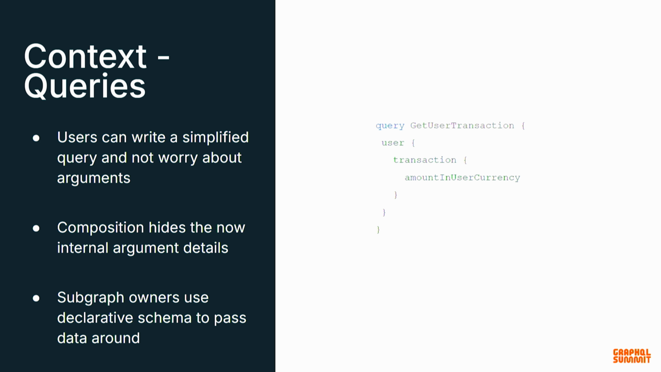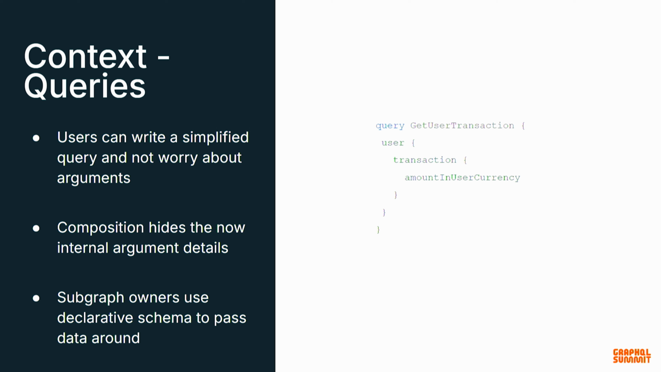Okay, so what it does is when we annotate that argument with that new directive, this actually strips that argument from the supergraph. So now from the client's perspective, this is the query I get to write. I just get to say, I want the user, the transaction, and the amount in currency. There actually is no argument for me to pass in as a client consuming the supergraph. The router and the federation hides that from you.